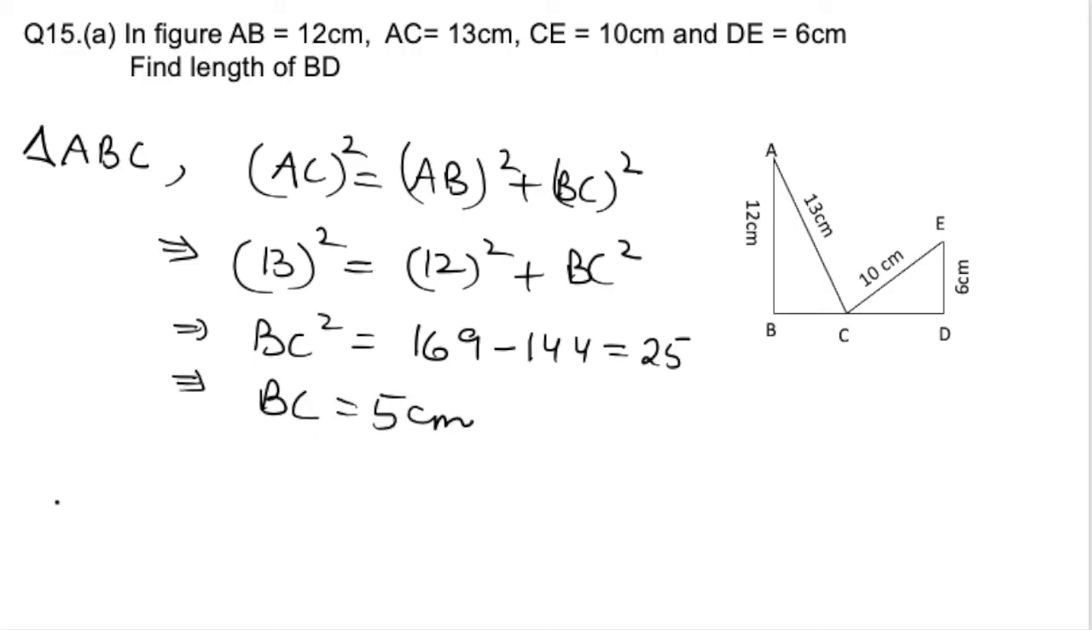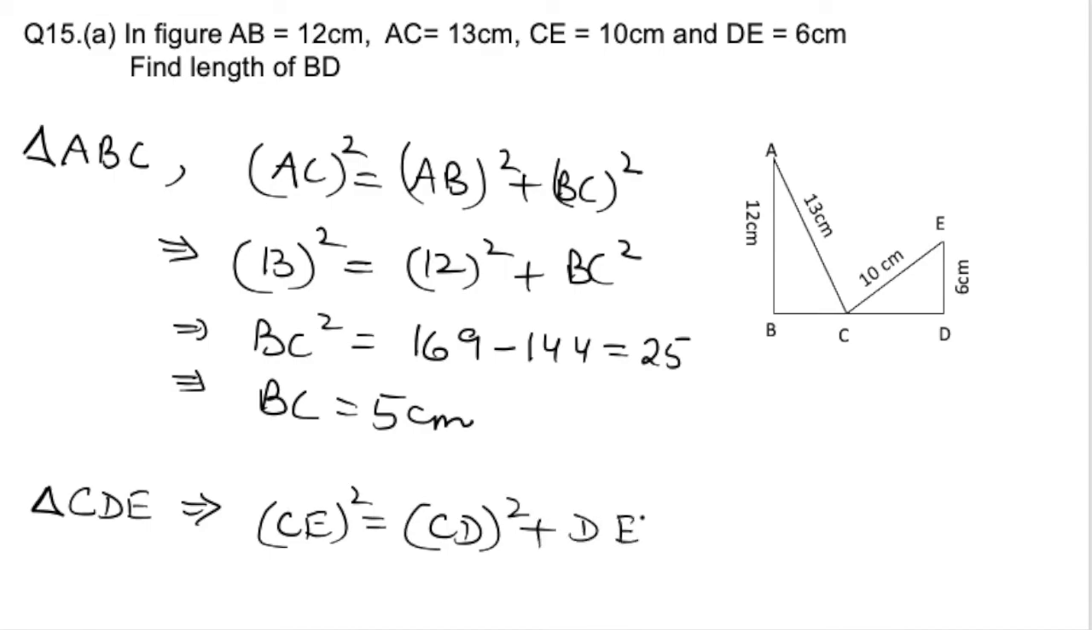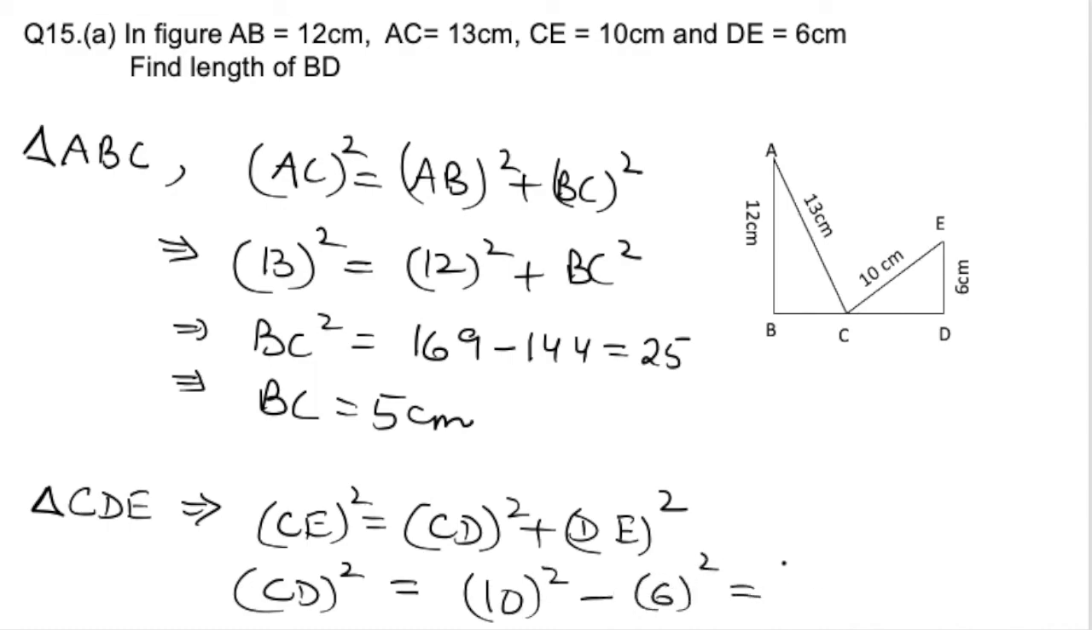Similarly, moving on to the other right angle triangle CDE. When we apply Pythagoras theorem for this, we can write CE whole square is equal to CD square plus DE square. Let's put the values. CD square can be written as CE square, here 10 square, minus DE square, which is 6 square. Or it can be written as 100 minus 36, which gives us the value as 64. So from this, the value of CD will be equal to 8 centimeters.